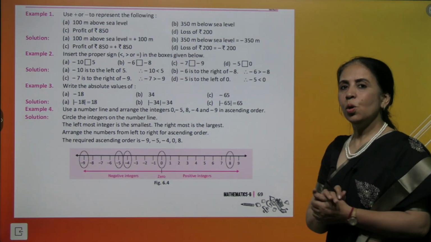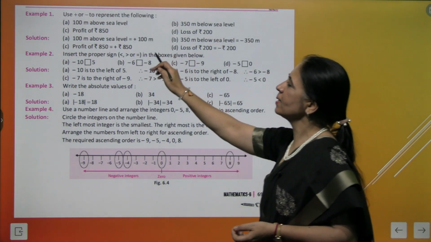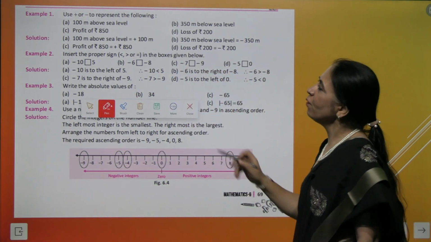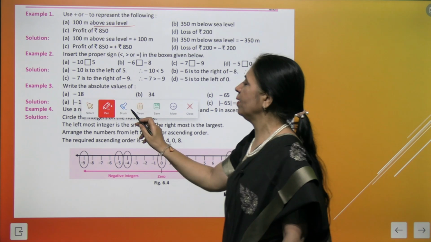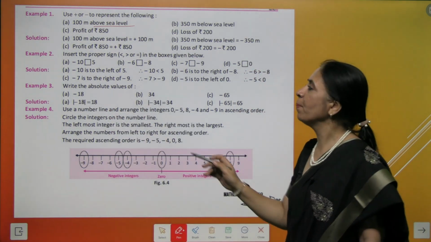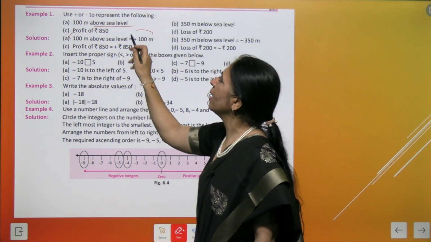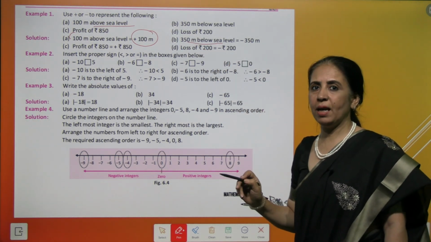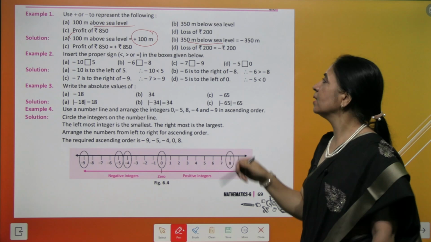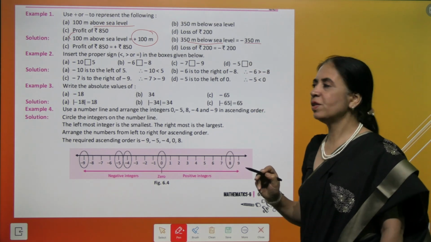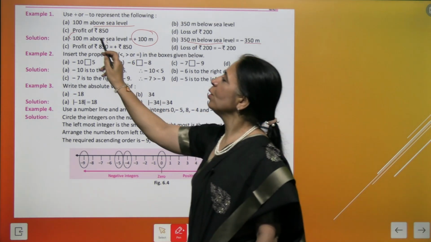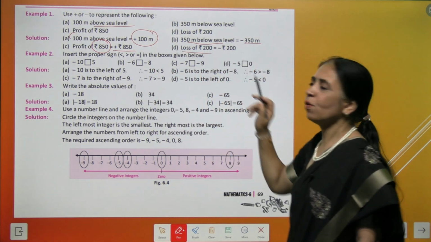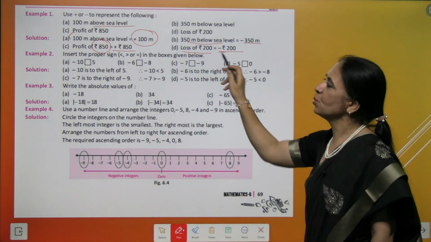Got it? So we'll be doing examples here. The first example is use plus or minus to represent the following. So if it is above sea level, we'll say 100 meter above means it is a positive value. We write it as plus 100. If it is 350 meters below sea level, so below means it is a negative value. We write down minus 350 meters. And profit of rupees 850, that means plus 850, and loss of 200 means minus 200.